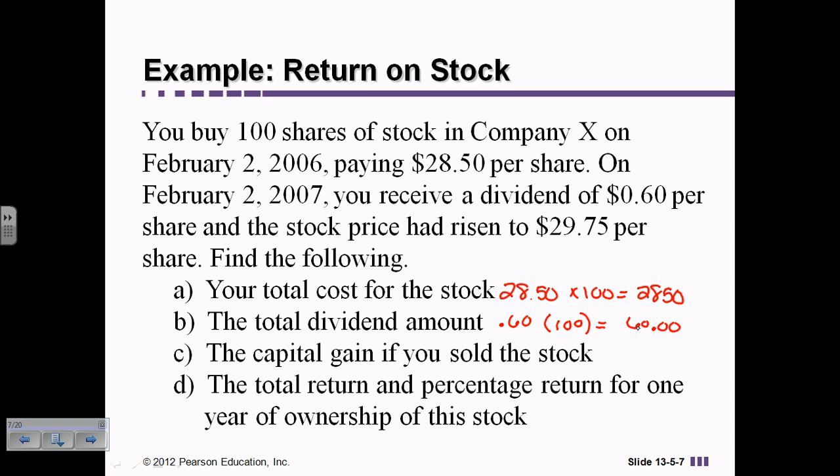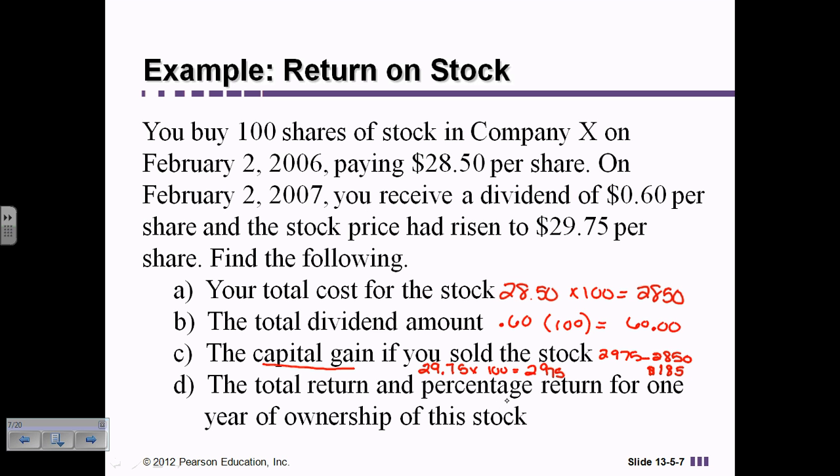Now, if I were to sell the stock right now, what's the capital gain for the stock? If I sold the stock right now, I would be selling it at $29.75 apiece. So $29.75 times 100 is $2,975. So the $2,975 minus the $2,850 tells me that I would have gained $125 total, and that's what we call the capital gain. That's how much money I made.